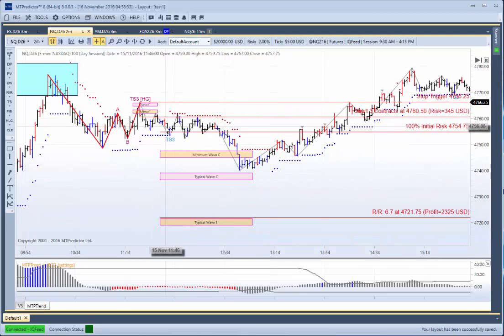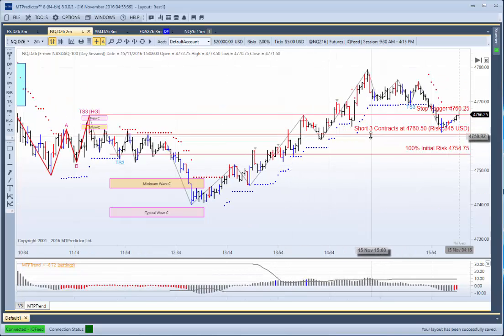Place the analysis on now. You can see this would have been our target, a potential 6.7 R profit. Our position sizing kept our initial risk small and under control, risking less than 2% of a sample $20,000 account. As you can see, you would have been taken in short here. The market moved sideways for a little bit. You wouldn't have been considering this buy setup because the MTP trend was red, and it started to decline down nicely.